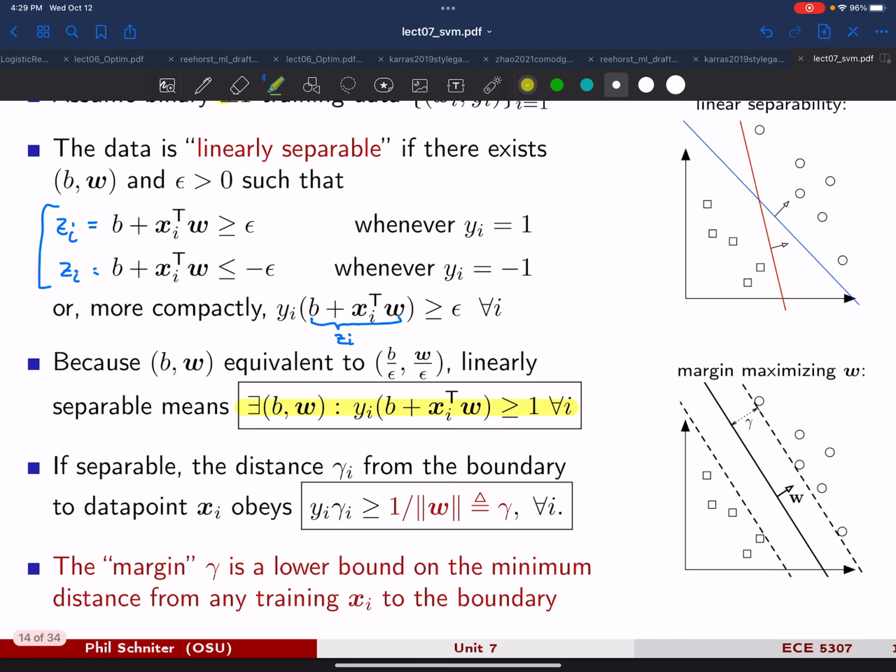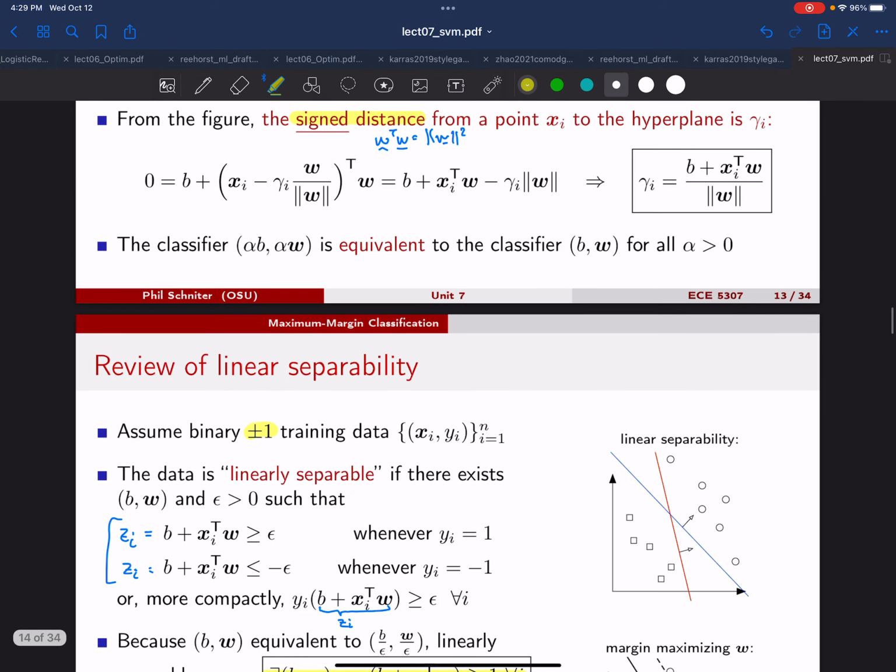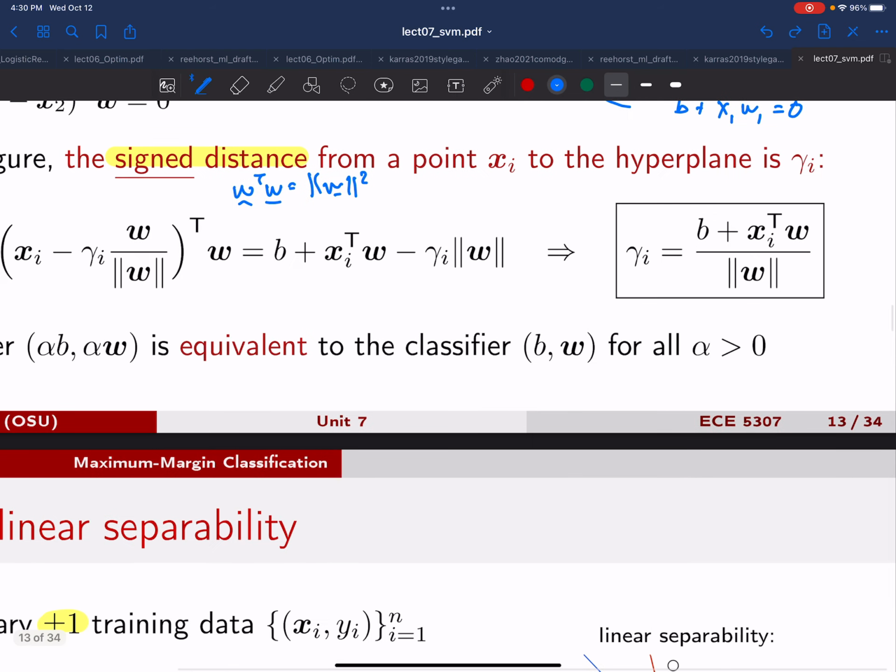So now the next step is to combine this equation with this one over here. This was our equation for the signed distance. So for example, let's imagine that we multiply left and right here by y_i. Okay, so I have y_i times gamma_i. So here I have the signed distance, and now I'm correcting the sign on the signed distance.